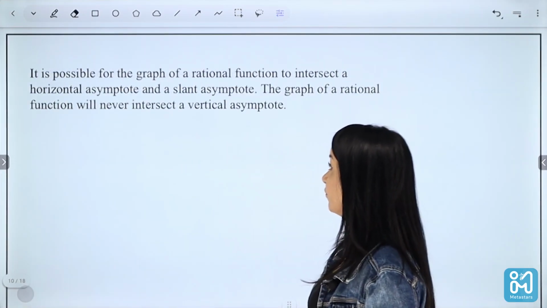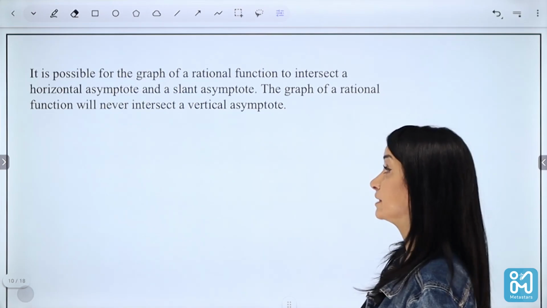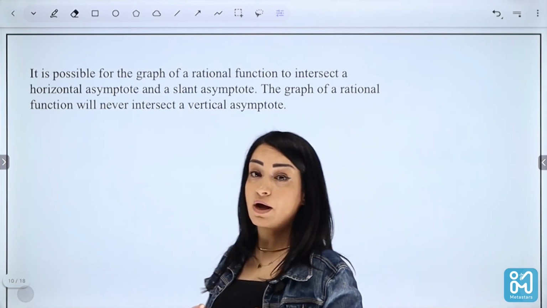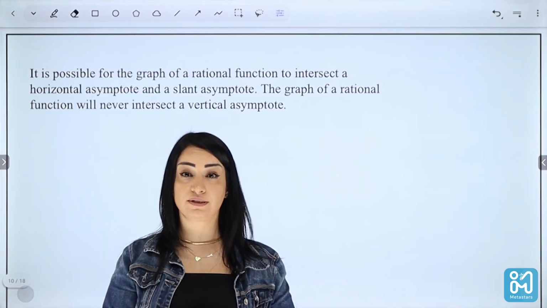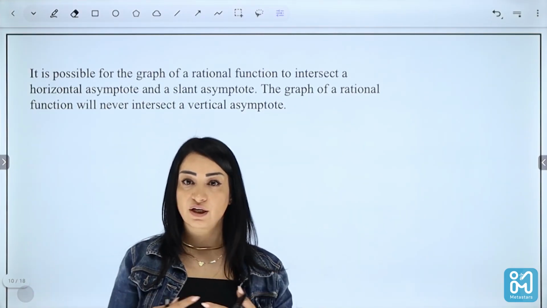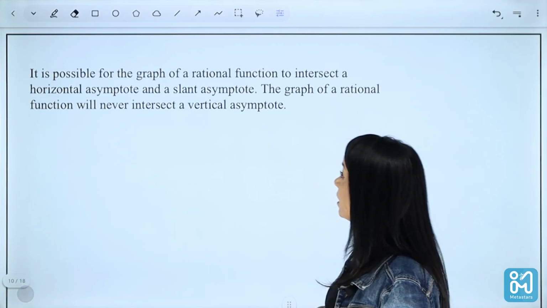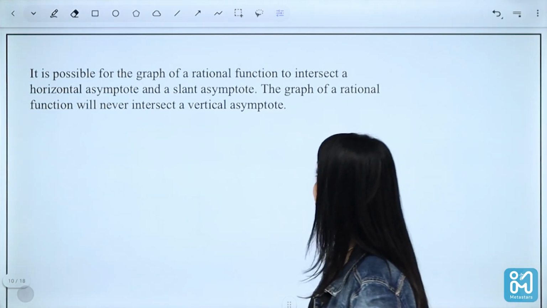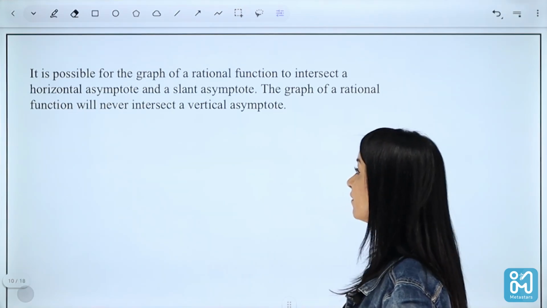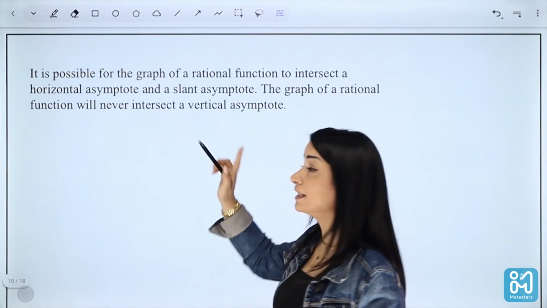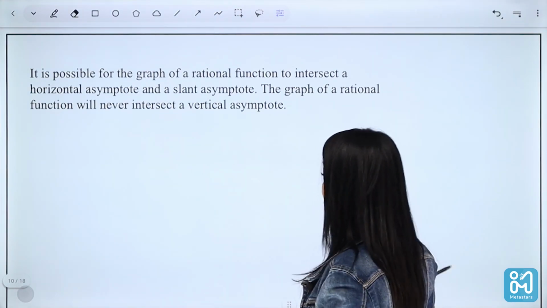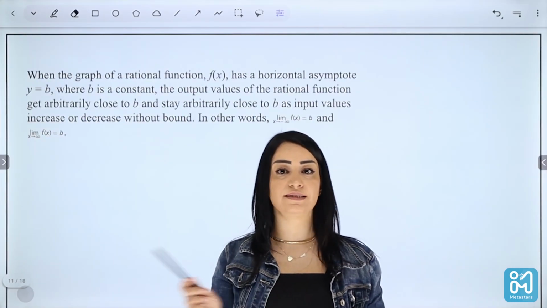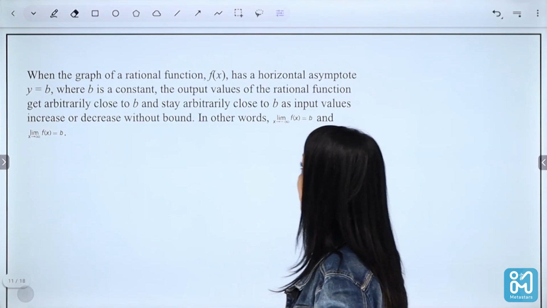So it is possible for the graph of the rational function to intersect a horizontal asymptote, actually, of course, at the middle of the graph. So is it possible in some cases to cross the horizontal asymptote not at the end behavior, actually at the middle of the graph? The rational function can intersect the horizontal asymptote and the slant asymptote. And the graph of the rational function will never intersect the vertical asymptote. Even though we can sometimes in the middle intersect the horizontal asymptote, the vertical asymptote will never be intersected.